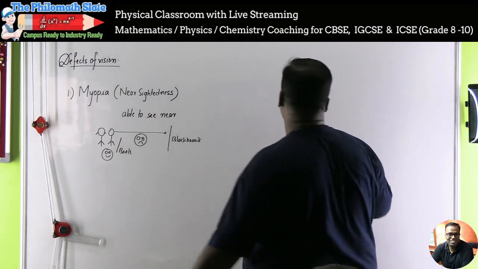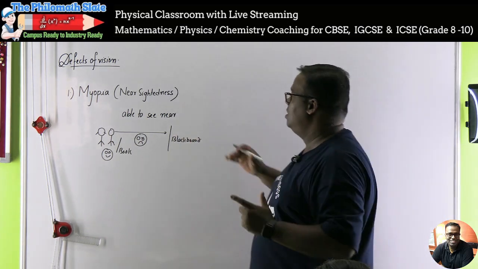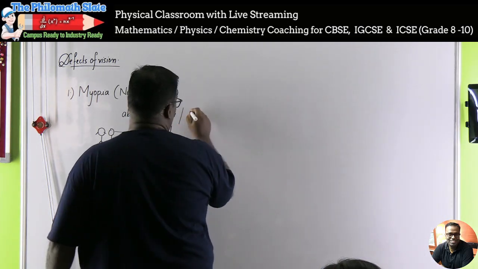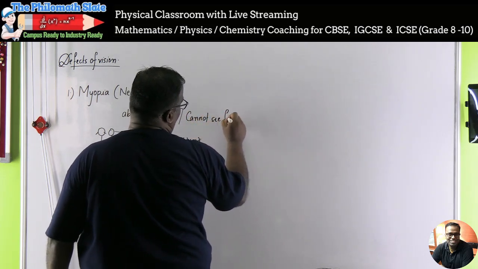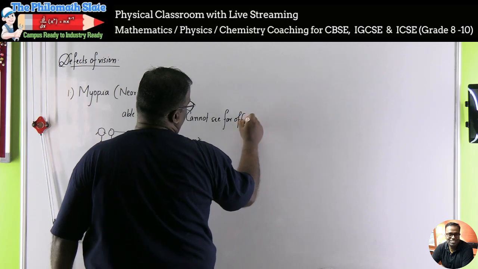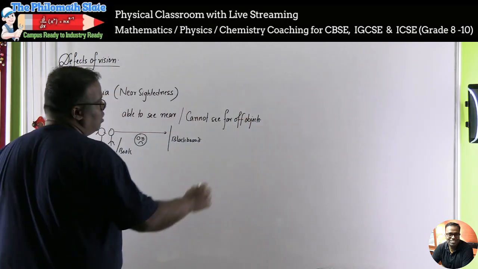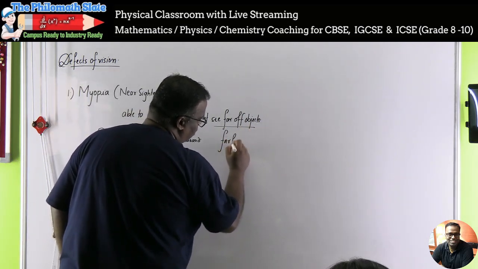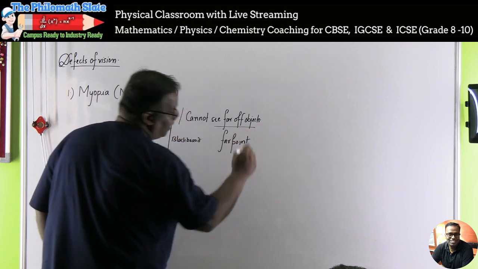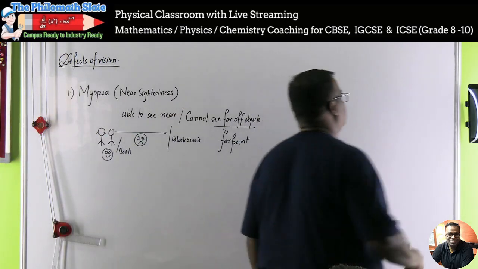Now what is happening in the case of myopia? Let's see. Myopia, try to understand. Able to see near, cannot see far off objects. This is how we learn it in grade 8. Now since you are in grade 10, whenever it comes on far off, then you think the problem is with your far point. आपके far point में problem है. कैसा problem है जरा देखते हैं. ठीक है?